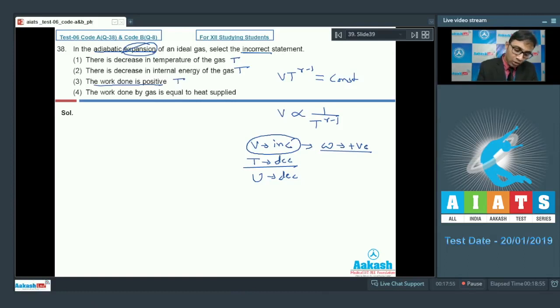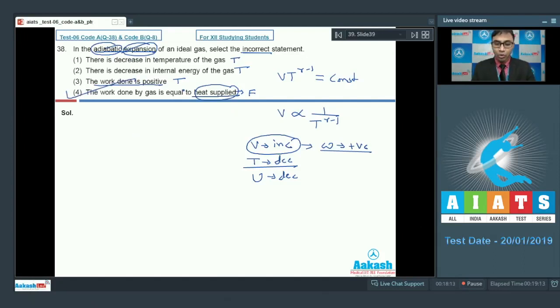So this is also a true statement. The fourth statement says that work done by gas is equal to heat supplied. Since it is an adiabatic process, heat supplied will be 0. So this is a false statement. So our option number 4 will be the correct choice.